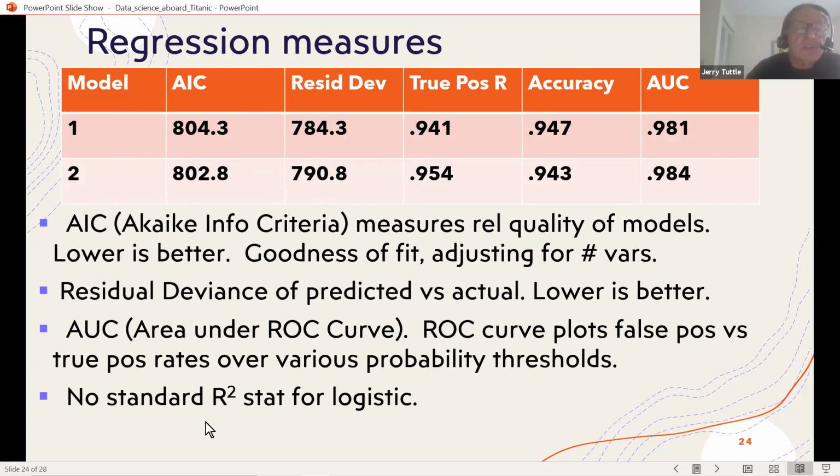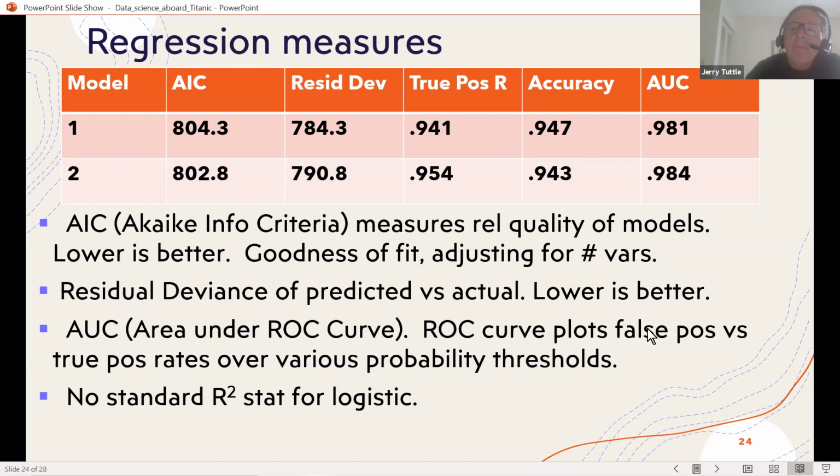The other measures from the regression model, there's something called AIC. I'm not sure how you pronounce that. May or may not be French. This measures the relative quality of the models, adjusting for number of variables. So this said the second model is slightly better than the first. Residual deviance compares the predicted versus actual. Lower is better.